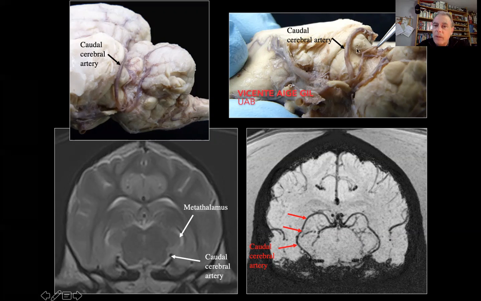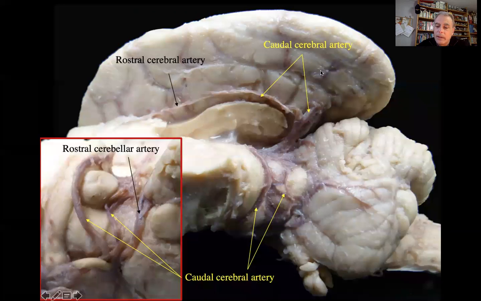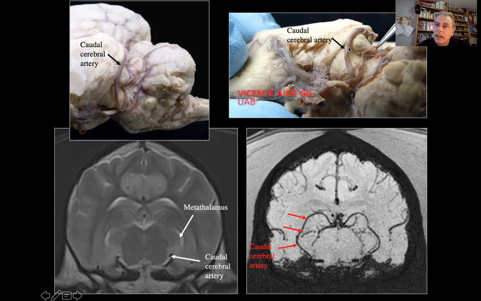Okay, remember here, this caudal cerebral artery, these two arteries, and this one is the one that makes this big loop. Okay, this is the caudal cerebral artery, one of the branches.